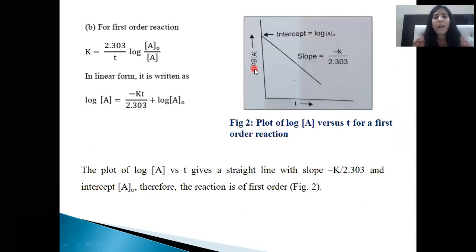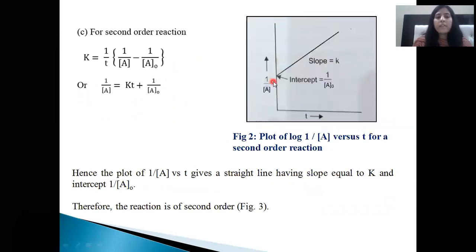If we have a plot between log of concentration versus time having a negative slope equal to minus k by 2.303 and intercept log of a naught, then this means that it is a first order reaction, because it fits well into the integrated rate equation for first order reaction. Similarly, if we have a plot between 1 by concentration versus t and we get a straight line having a positive slope equal to k and intercept 1 by a naught, this means that it is a second order reaction. So by using the graph we can determine the order of a reaction, that is whether it is zero order, first order or second order.